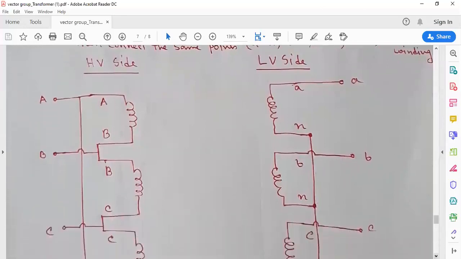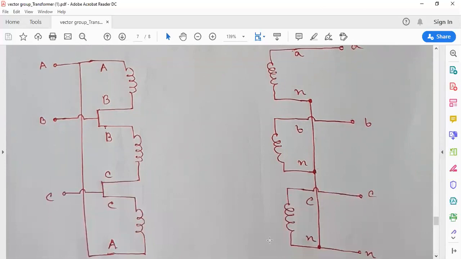VCN is induced due to VCN. After the marking of the high voltage side or delta side, we will add all the A's together. Here is an A, here is an A, so we are connecting these two by a wire. This is our final A point.